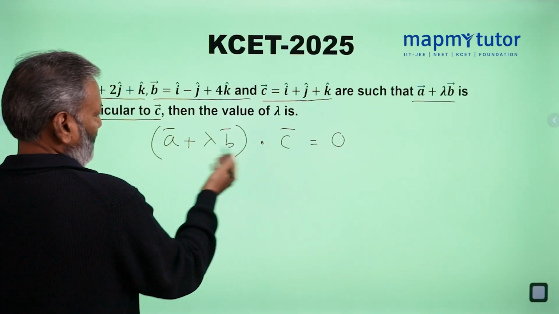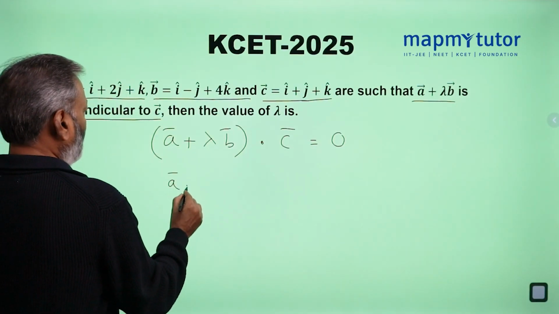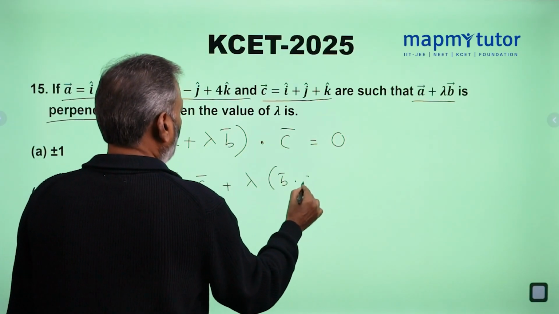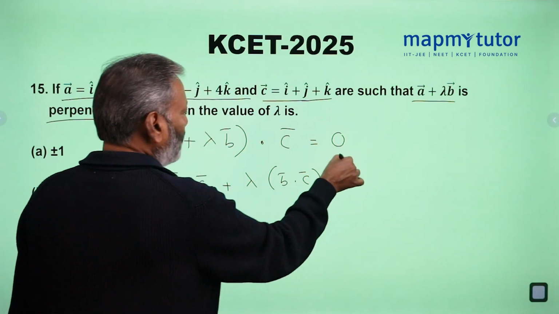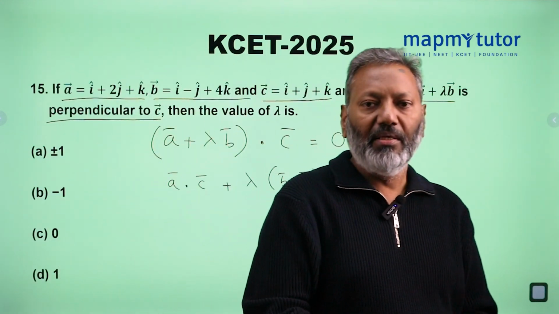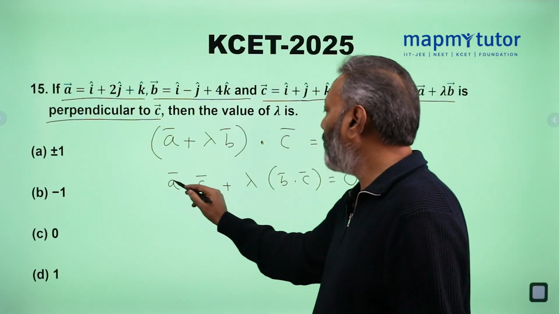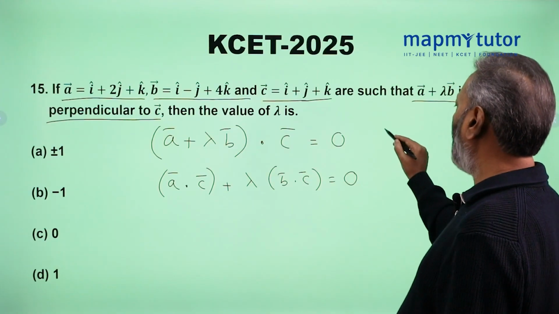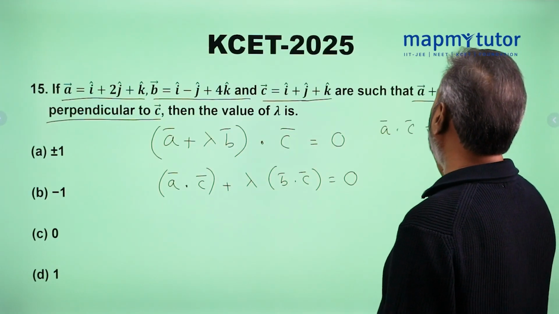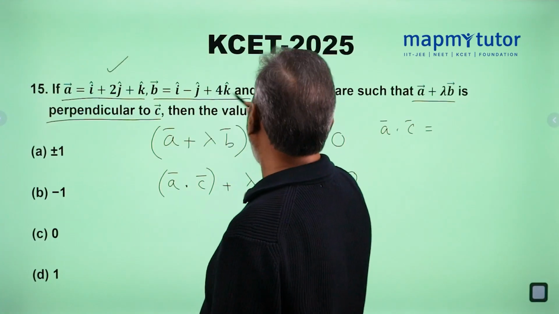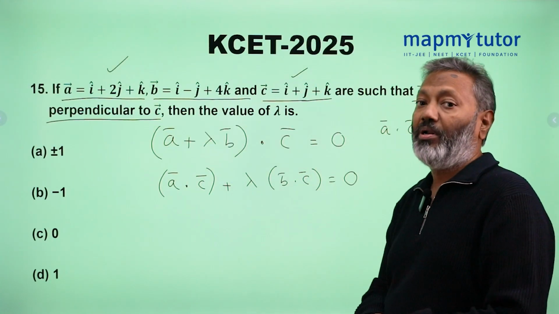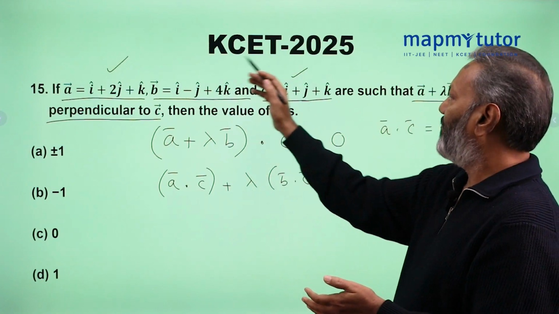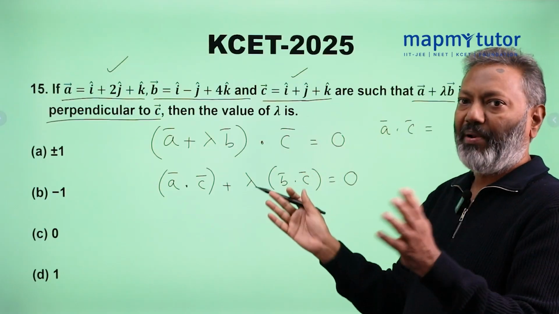And of course, we can expand this dot product bracket. I'll get A dot C plus lambda, which is anyway a constant, times B dot C equal to 0. This is 0 only, it's a scalar. So our job is now to find out what is A dot C and what is B dot C. Of course, finding the dot products is quite easy. What is A dot C? Come on. This is A and this is C. What is the formula to find the dot product? A1, A2, B1, B2, C1, C2: take the coefficients of i, j, k, multiply, and add all the products.